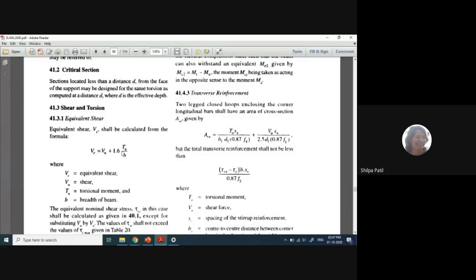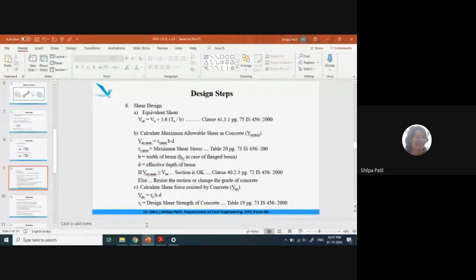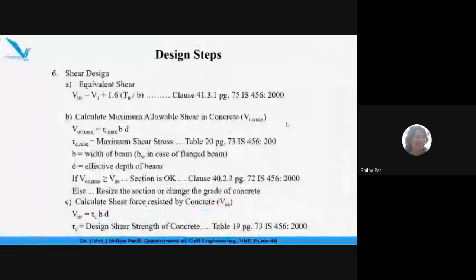One is instead of Vu, we have to consider VE, and second is the spacing. Where we calculate the spacing, the formula changes over there only. So I will quickly go through all the steps again. Once we calculate the equivalent shear, the next step in the shear design is to calculate the maximum allowable shear in concrete, that is VUC max. The formula is same, tau C max into BD. If this VUC max is greater than VUE, the section is okay. If it is coming less than VU, then we need to redesign.